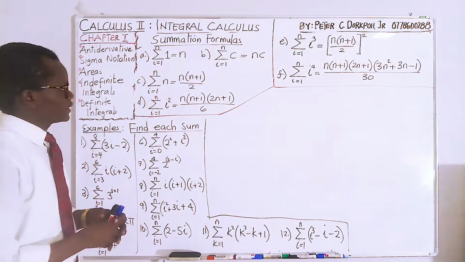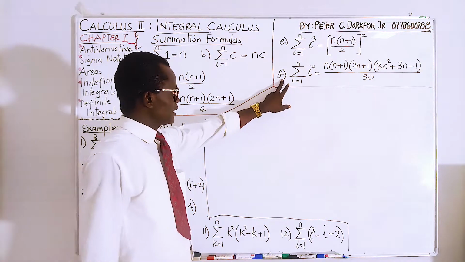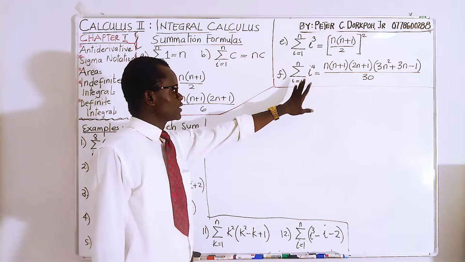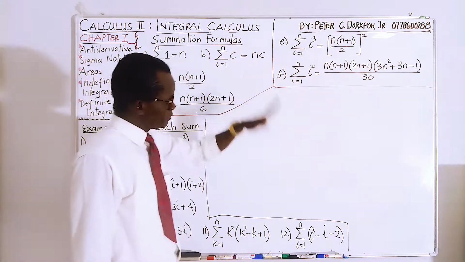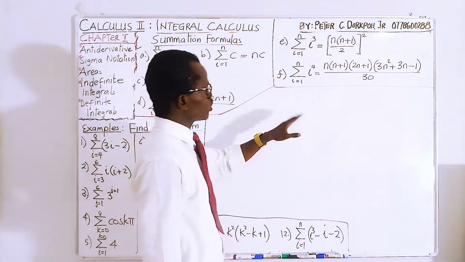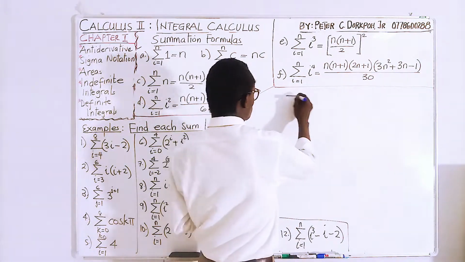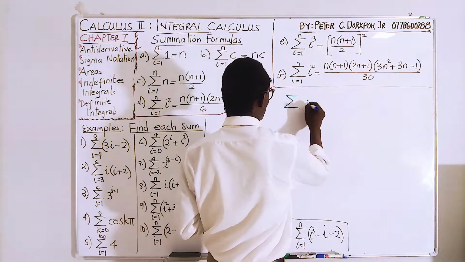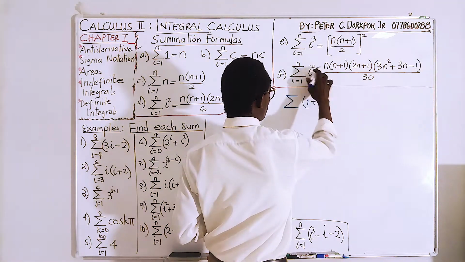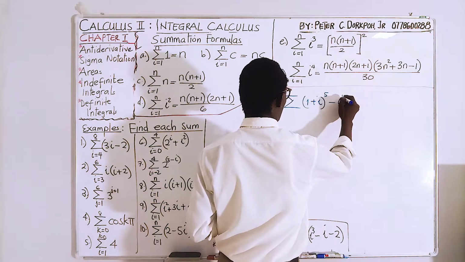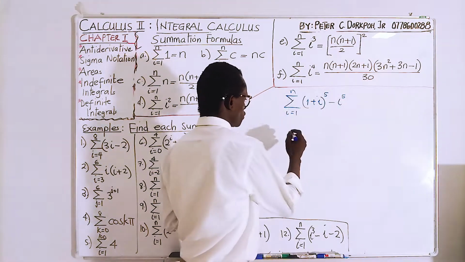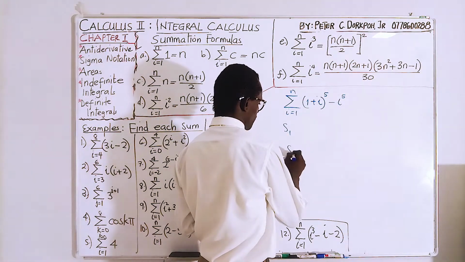Let's look at some worked examples. For the last formula, it is your assignment to derive it, following the same steps. The only difference is that the telescoping sum will now be the summation of (1 plus r) raised to the power 5, because this is 4 now, minus r raised to the power 5, as r goes from 1 to n. So you're going to find your S1 and your S2.